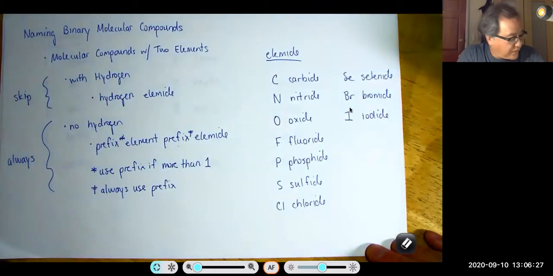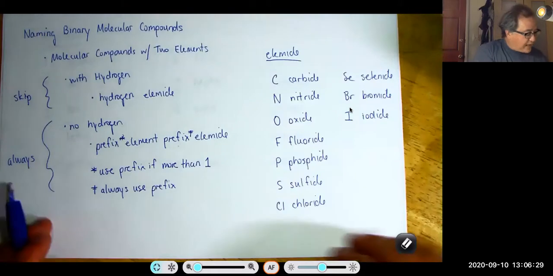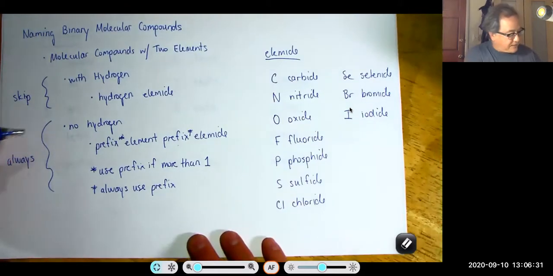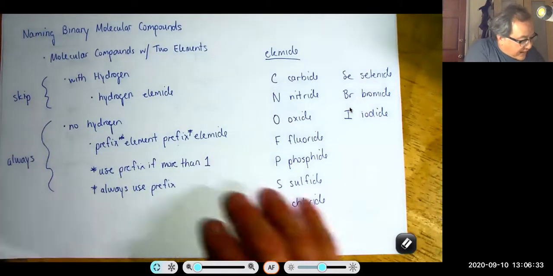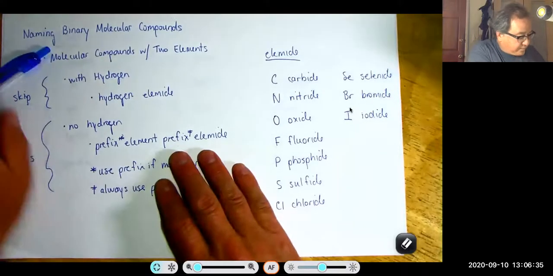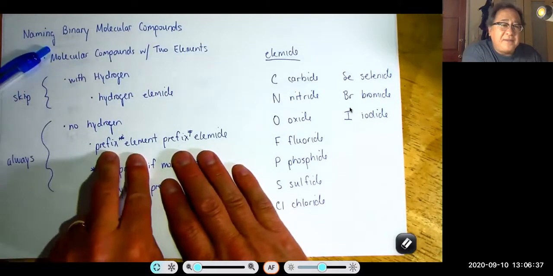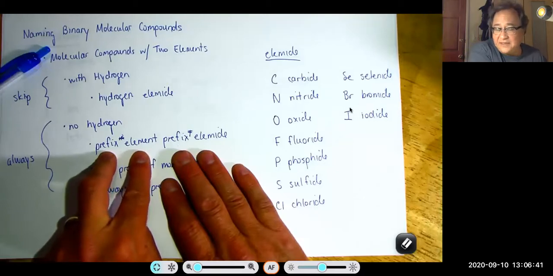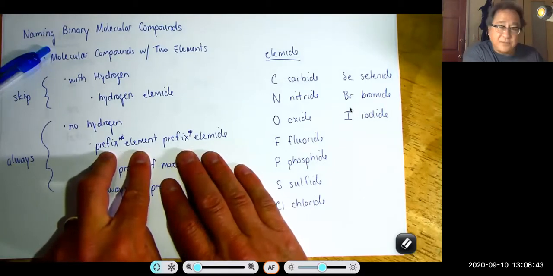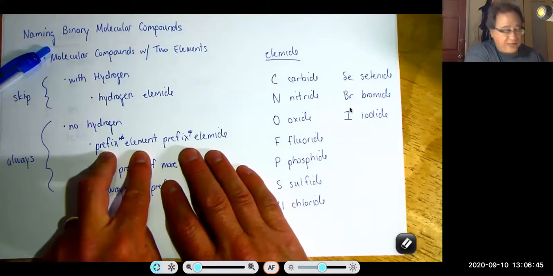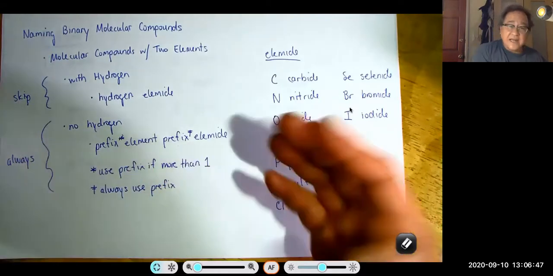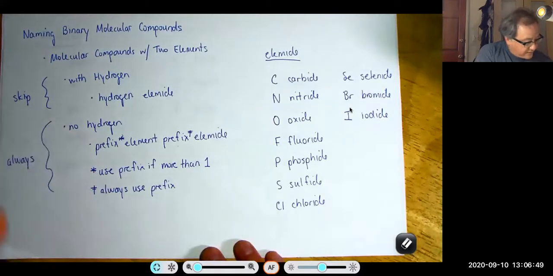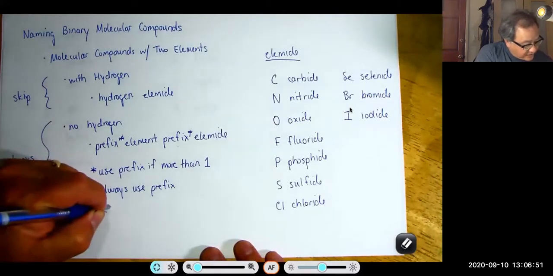Okay. Now, when we're naming these, this is the way to look at this part right here. The first part of the name is the prefix plus the element that it is. The second part of the name is a prefix plus elemide. So let's look at an example down below. So imagine that we have CO.